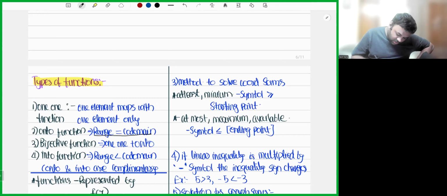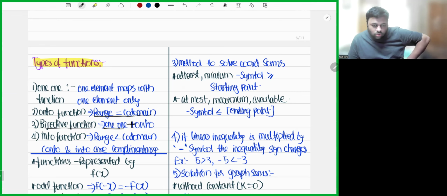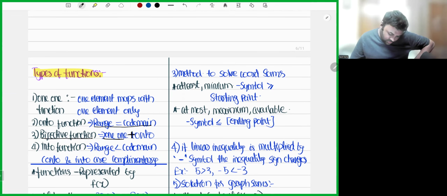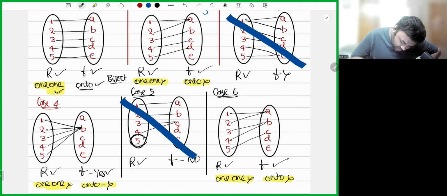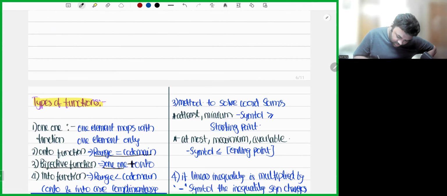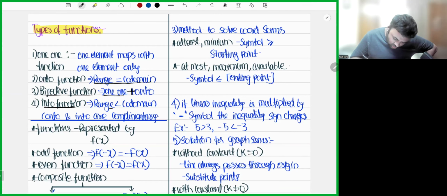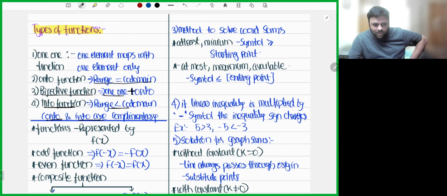Next, bijective function. If it is both one-one plus onto, you call it a bijective function. So I hope only this is bijective. Okay. Next, into function. If range is less than codomain, we call it an into function. Onto and into are complementary. If it is onto, it won't be into. If it is into, it won't be onto. It can be only one. It can't be both onto and into.